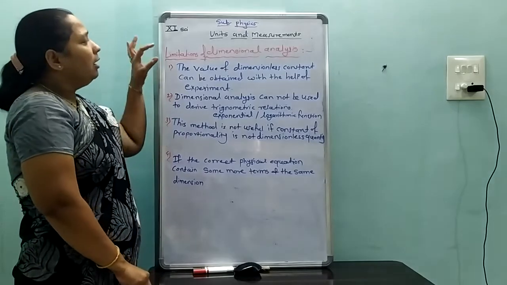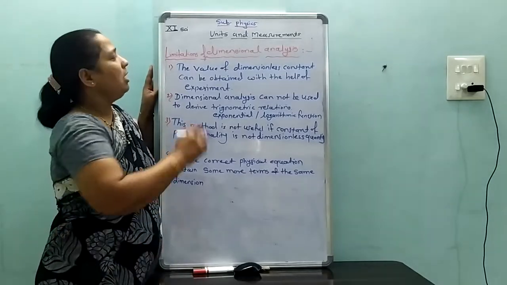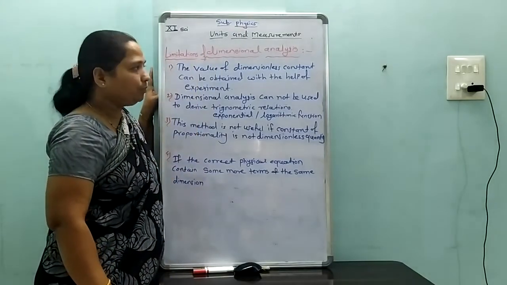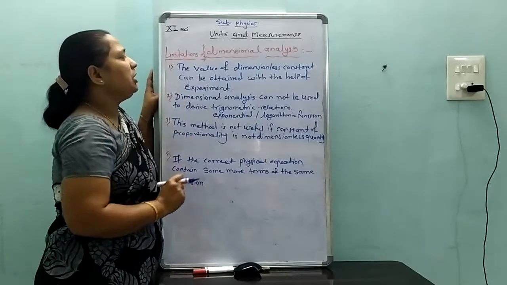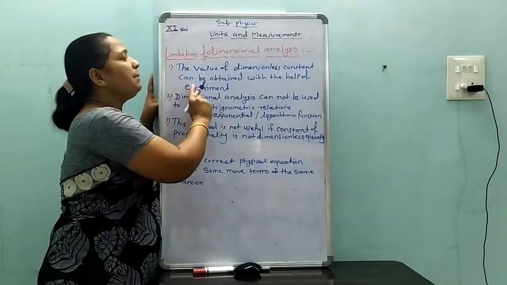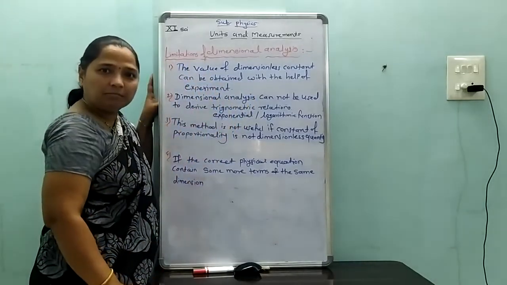But there are some limitations of dimensional analysis. We learn about the limitations of dimensional analysis. The first limitation is that the value of a dimensionless constant can only be obtained with the help of experiment.